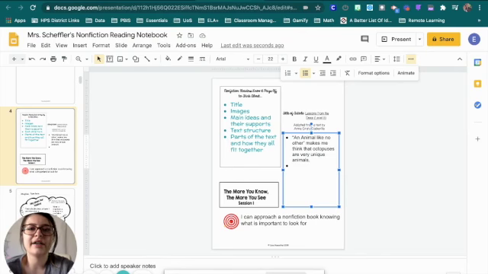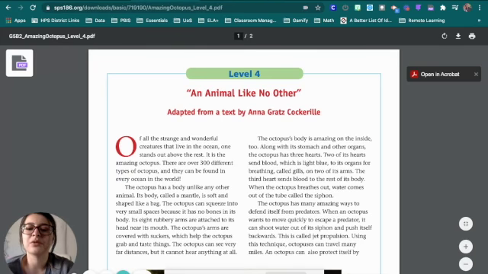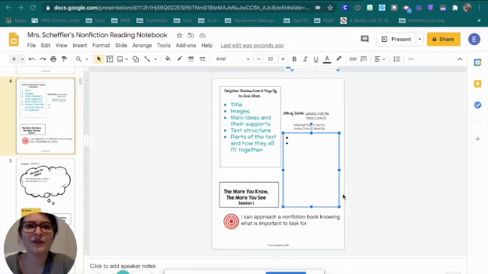So I am going to read our article out loud and model for you how I would take notes. What I would like you to do as I do this is to follow along and also take notes with me. So you can copy down the notes that I'm taking and you can also add your own. One of the things that we've already started talking about with this article is its title, An Animal Like No Other. That is one of the important things that the author wants us to realize about her nonfiction text.